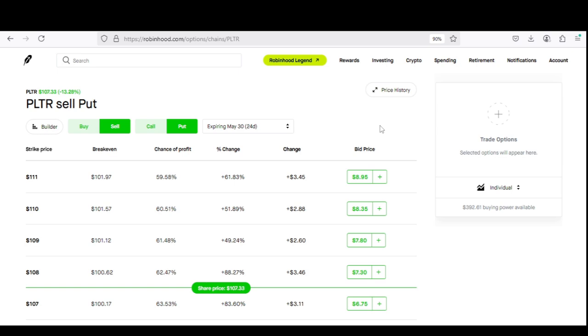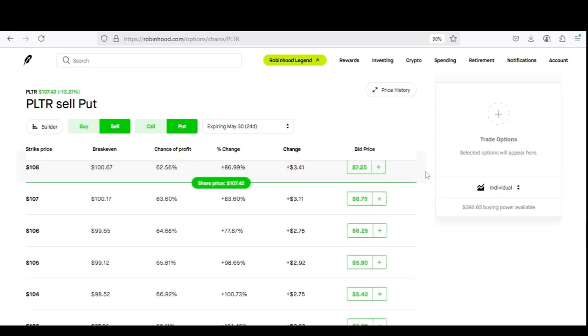By going to the May 30th date, I think that's going to give myself enough time to weather out some of this volatility, and hopefully the share price is going to settle down by then. Next step I'm going to do is go below the current share price and choose my strike price.